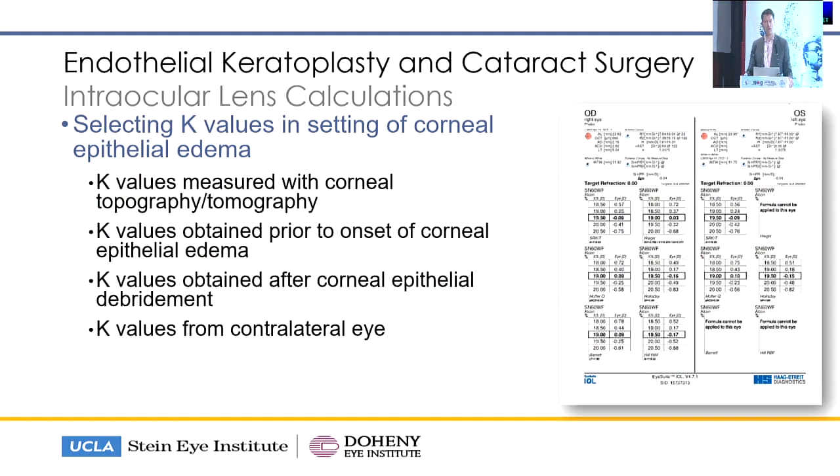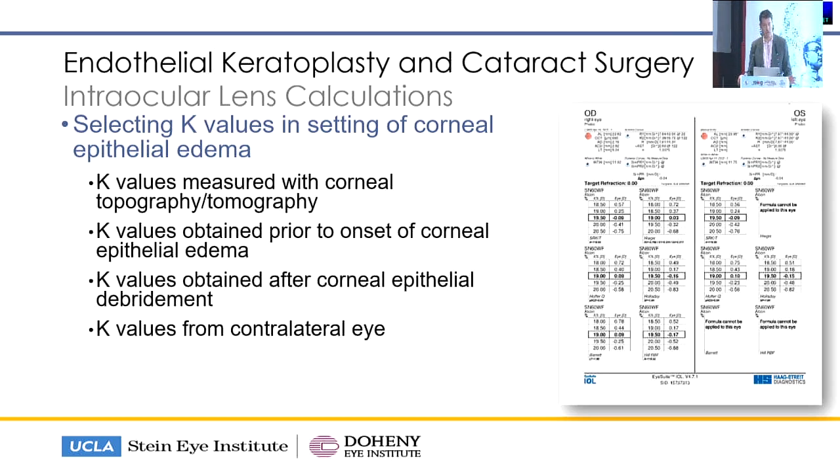So what do you do when you have a patient for whom you're going to want to perform endothelial keratoplasty, either DMEK or DSEK, plus cataract surgery, who has epithelial edema in the operative eye that prevents you from getting accurate keratometry? You can either say, well, yeah, like in this case, the K value is about the same as the other eye, so I'm just going to use it, even though that's a two-toned cornea.